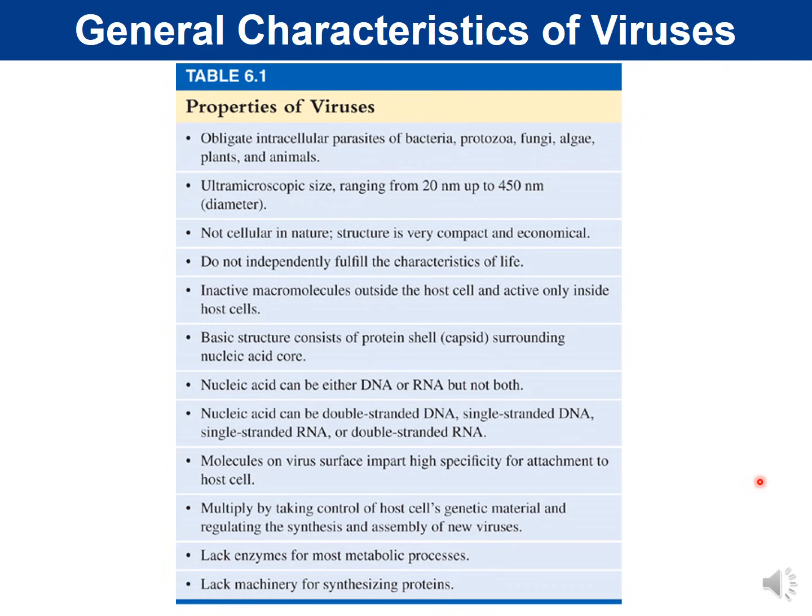We're going to talk about how on the surface of viruses, they have molecules that give high specificity for attachment to host cells. And we're going to talk about what makes a virus able to infect some cells and not others. And again, they have to take control of the host machinery and turn themselves into a virus-producing factory. And again, that's because they lack most metabolic processes or enzymes, and they lack machinery to synthesize their own proteins.